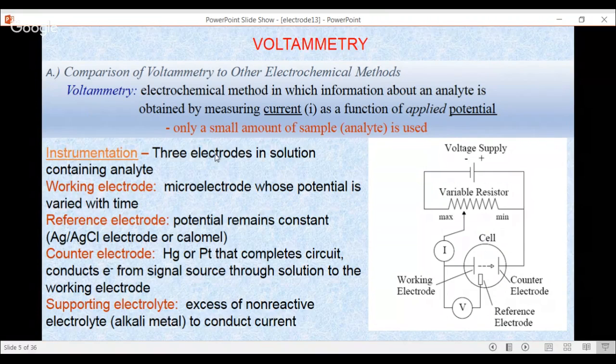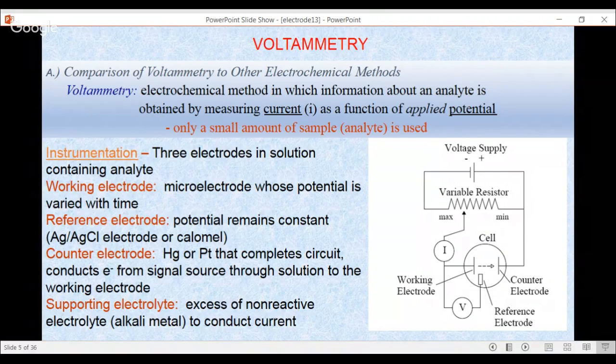Now we have already talked about it, that it is normally done with a 3 electrode system. The working electrode is where the reaction is taking place. The reference electrode is that against which we are measuring the anode potential or cathode potential. The counter electrode is where the circuit is completed. The supporting electrolyte is an excess non-reactive electrolyte like alkali chloride, potassium nitrate, ammonium nitrate, like that. We will see later on what the characteristics of the supporting electrolyte are.